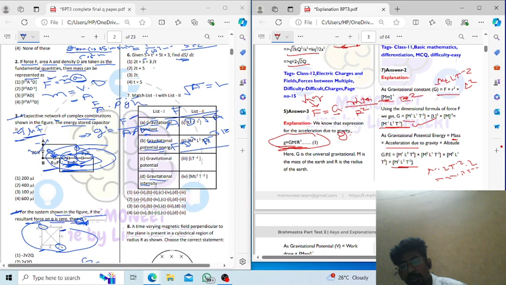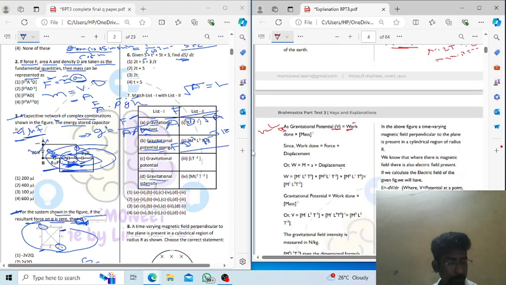Okay, and the next one, this gravitational potential. Potential is nothing but, if you guys remember, V equals W by Q. Gravitational potential is given by the work by mass, W by M. Work done, we already discussed, has the dimensional formula ML²T⁻² as energy, and mass is M⁻¹, so therefore it will become M⁰L²T⁻².